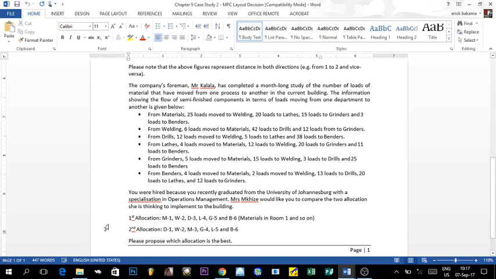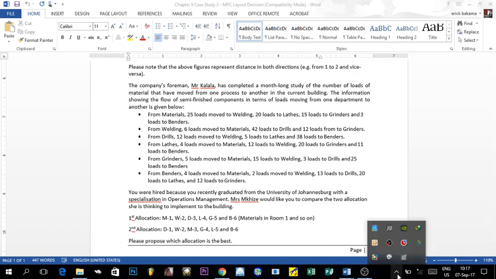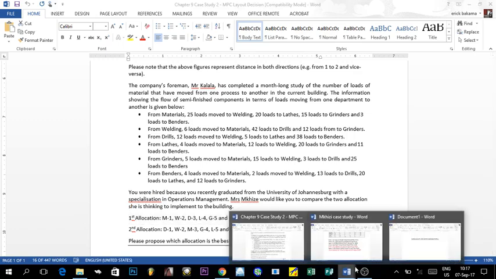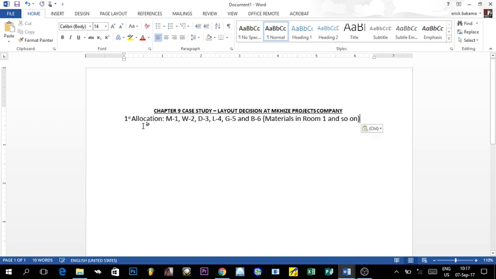Now we also have the second allocation. Now the question that is asked is to propose which allocation is the best. How do we do it? So we should calculate the total handling cost for each and every allocation that is given in this case here. So we start first of all by calculating for the first allocation, and after we'll do for the second allocation. So this is the first allocation, and the first allocation is saying that we must have a material in room 1 and so on.